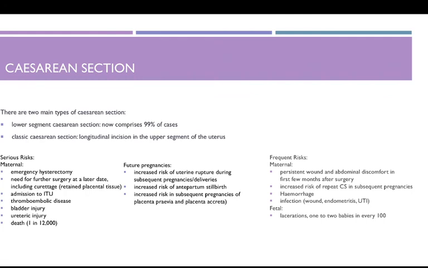The frequently seen risks are infections, like wound infections, endometritis, UTIs, increased risk of repeat C-sections in subsequent pregnancies, and abdominal discomfort in the first few months after surgery. To the fetus, you might get lacerations, and this happens in 1 to 2 babies in every 100 C-sections. And the serious risks of C-sections are things like an emergency hysterectomy, injury to the ureter or the bladder, and death, but this is in like 1 in 12,000 cases.